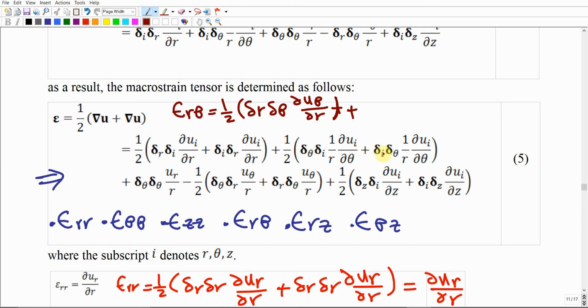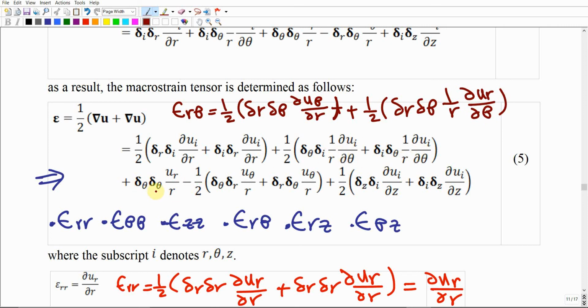So if you use this one as I, as r theta, because we needed r then theta. So this term can be considered as half, there is half as a common factor, delta r, delta theta of 1/r partial u r with respect to theta, because you're gonna use I as theta. Make sense? And this one will be excluded.